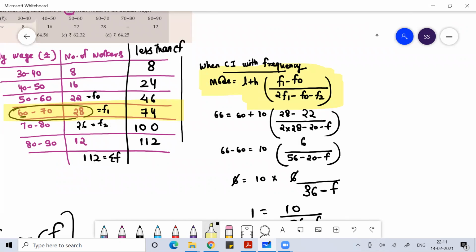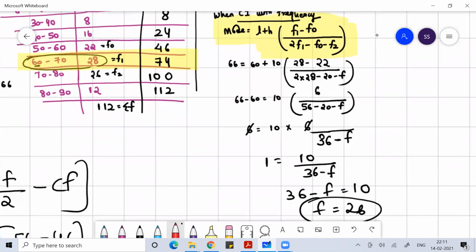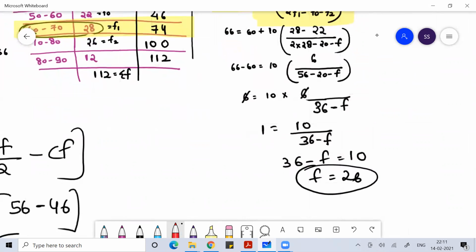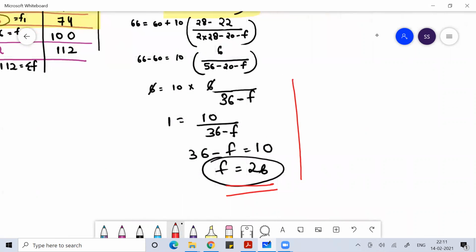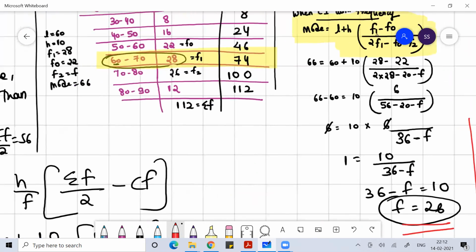So here what we did, we first found the value of F2 because F2 was unknown to us, and we got the value as 26. 6 is equal to 60 by 36 minus F. So probably I can write that 36 minus F was 10, so the value of F was 26. We got that unknown frequency as 26.